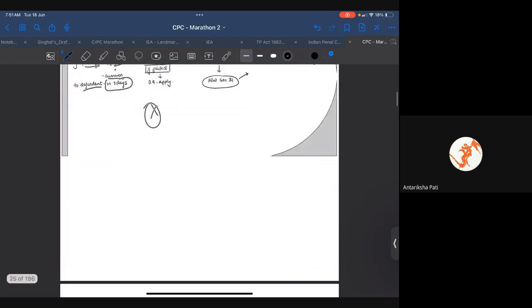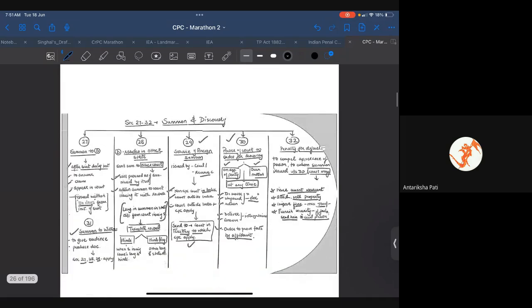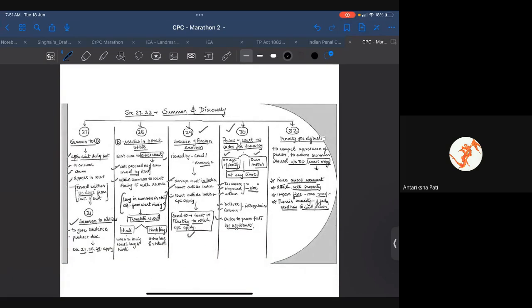And sections 27 to 32 are summons and discovery. Now see, sections 27 to 32: section 27 says summons to defendant after the suit is duly instituted. If the suit has been duly instituted, then the defendant will be summoned so that he will come and answer and appear in the suit and answer the claim. That will be issued and done within 30 days.